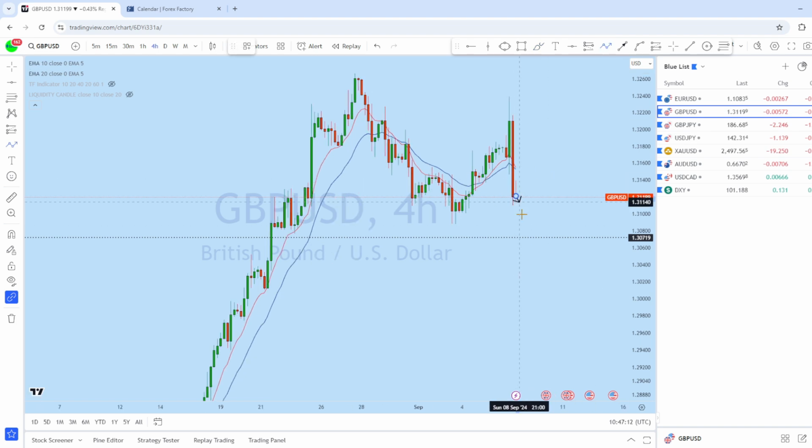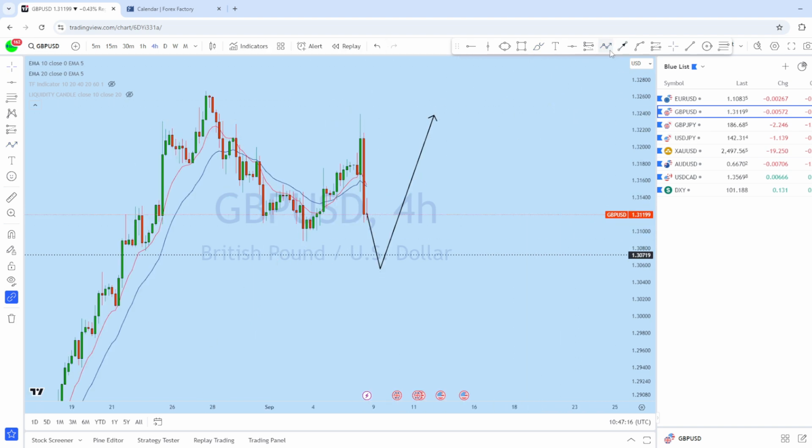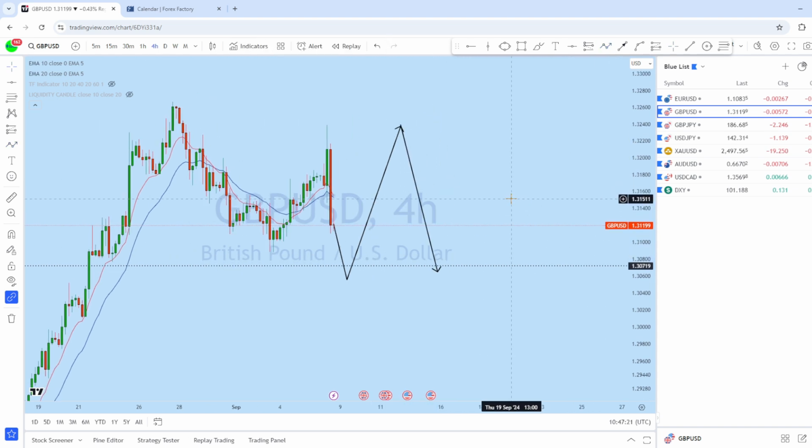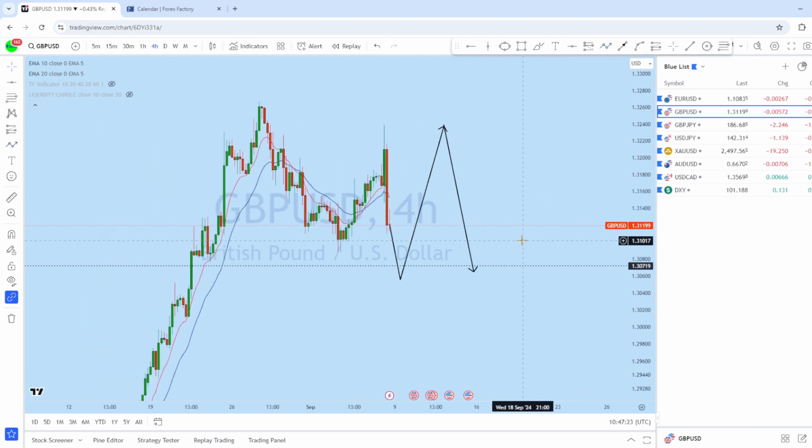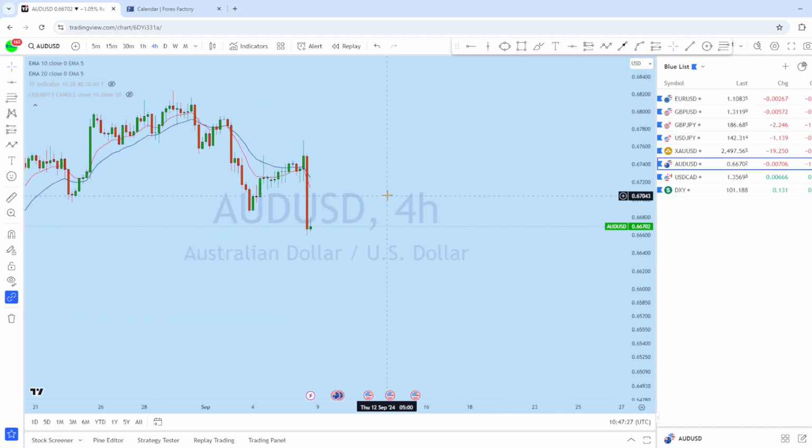So this could be the wave on GBPUSD for the upcoming week. And like the euro dollar and DXY, we might see this instrument also ranging in that area. Now let's look at AUDUSD, and also we'll be looking at gold.